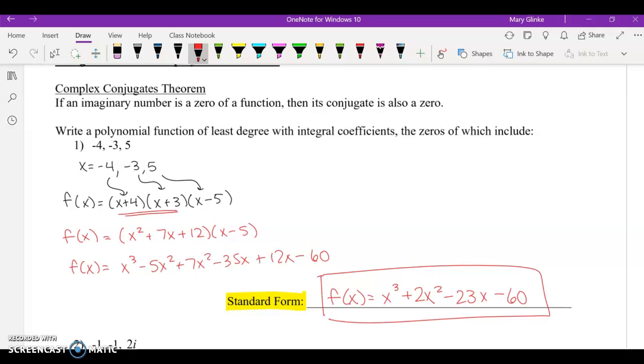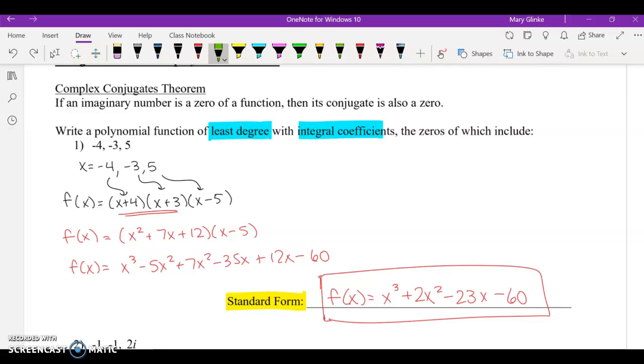Since we're writing a function, we do want to go ahead and use function notation here. And this says of least degree, integral coefficients, which means we could actually have a function where something would be squared here, where a root would be repeated. But because we want the least degree, we don't want that ambiguity of what is the multiplicity. So we're going to leave all of these as a multiplicity of 1 and then distribute everything.